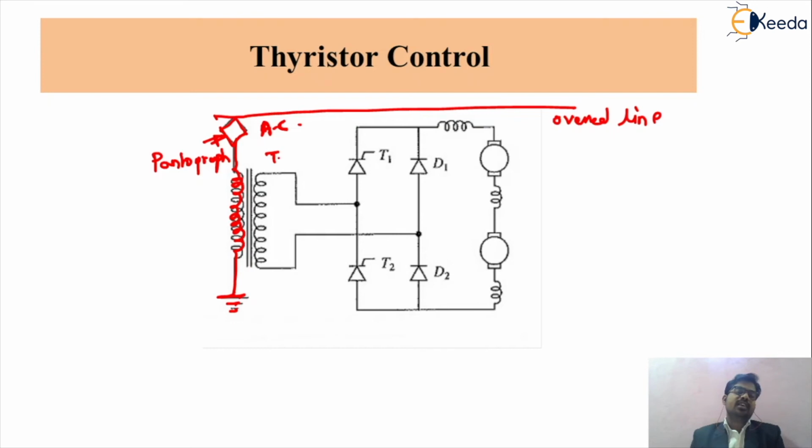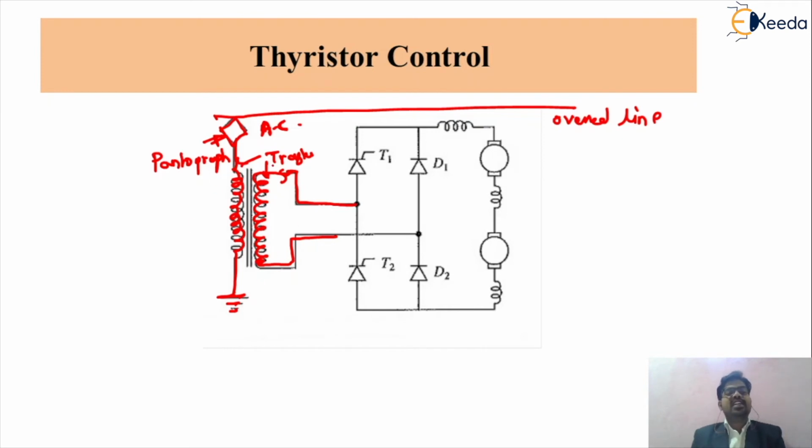This is a transformer. This is the primary winding, and this is the secondary winding of your transformer. In the secondary winding of your transformer, we are using a power electronic device, because we have to give the input supply by using this transformer.